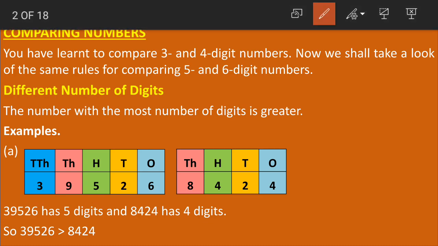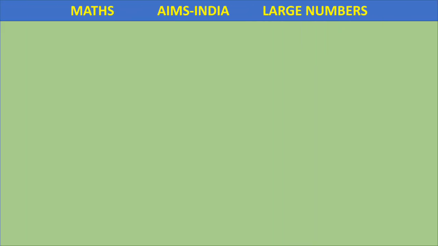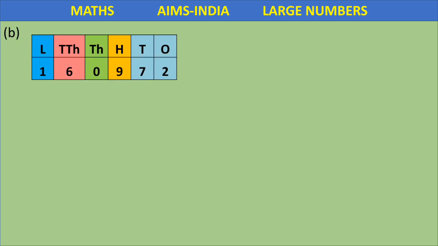39,526 and 8,424. This is the bigger number, so open the mouth towards the bigger number. Okay, and children, understood? When we have different number of digits, the number with the most number of digits is greater. Moving on, what will you do? Another example. First look at this number here.